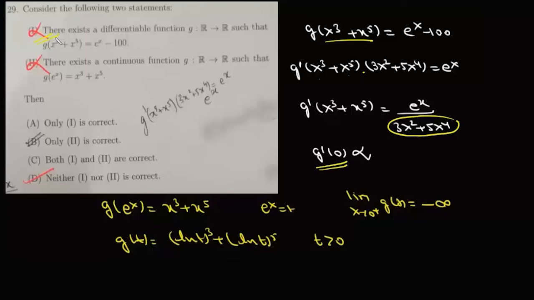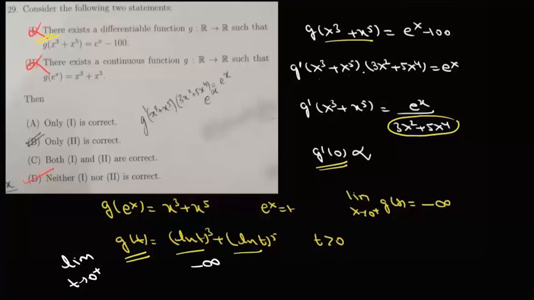Now statement 2 is: there exists a continuous function g from R to R such that g of e to the power x equals x cube plus x to the power 5. Now if we take e to the power x as t, then x will be log t. We can write this function g of t as log t cube plus log t to the power 5 when t is greater than 0. But if we take this limit t tends to 0 positive, g of t, now log 0 is minus infinite and minus infinite cube will be minus infinite. This value approaches minus infinite.